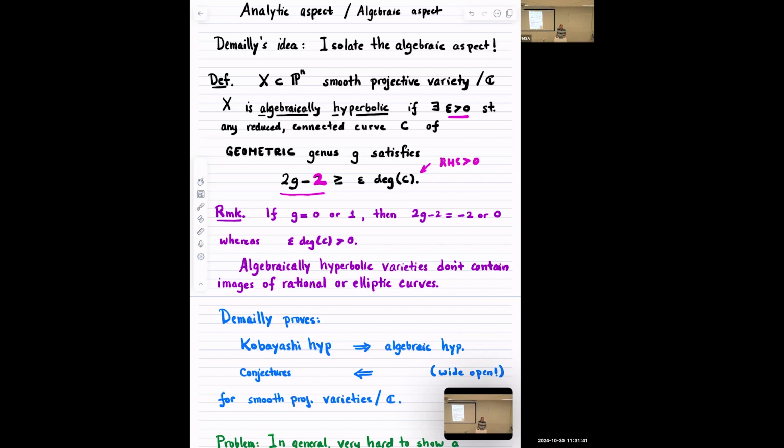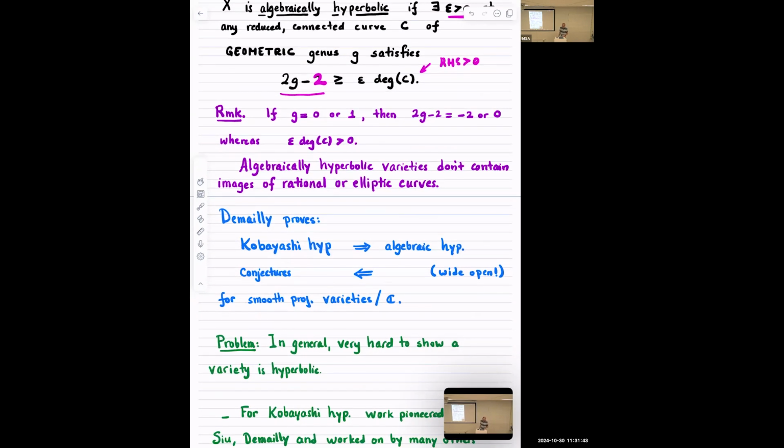In fact, Demailly proves that Kobayashi hyperbolicity does imply algebraic hyperbolicity, and he conjectures that the converse is also true for smooth projective varieties over the complex numbers. But that part, of course, is wide open.